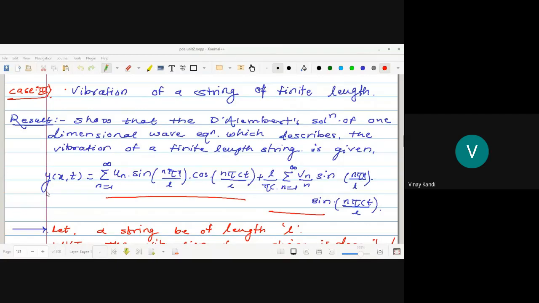Okay, so one more method is there to find the solution of the vibration of a string of finite length by variable separation form.